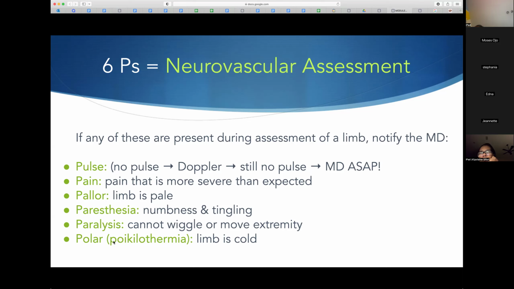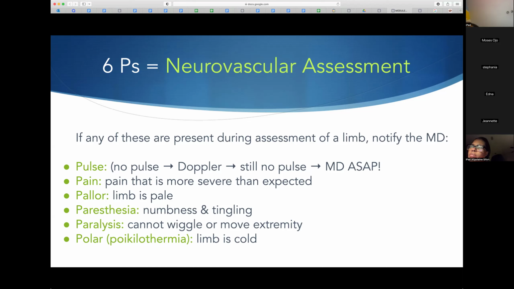So the pulse. Why do you think it's important to be able to feel a pulse in an extremity that has had trauma to it, or has a cast or a restraint? Why do you think it's important to feel that pulse? Maybe they can't unmute themselves. Hold on. Okay, everyone should be able to unmute themselves. Sorry. Circulation. For circulation, beautiful.